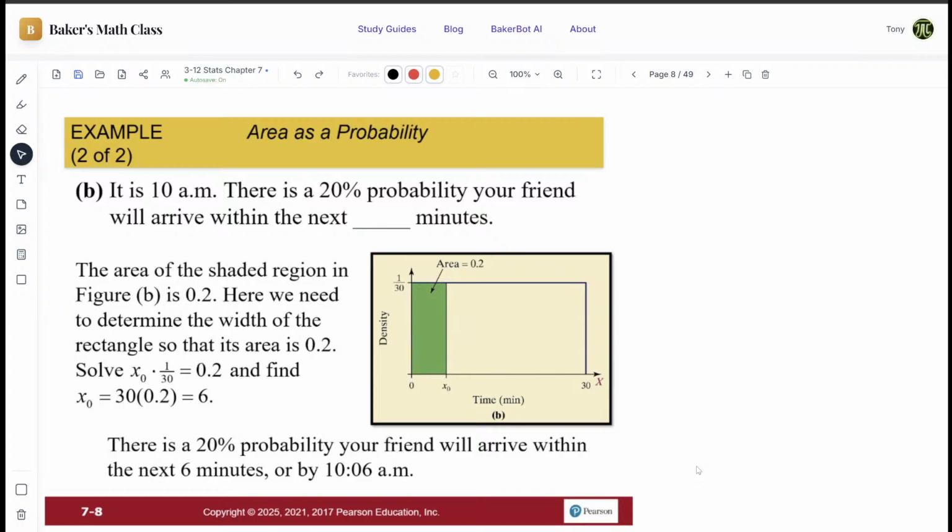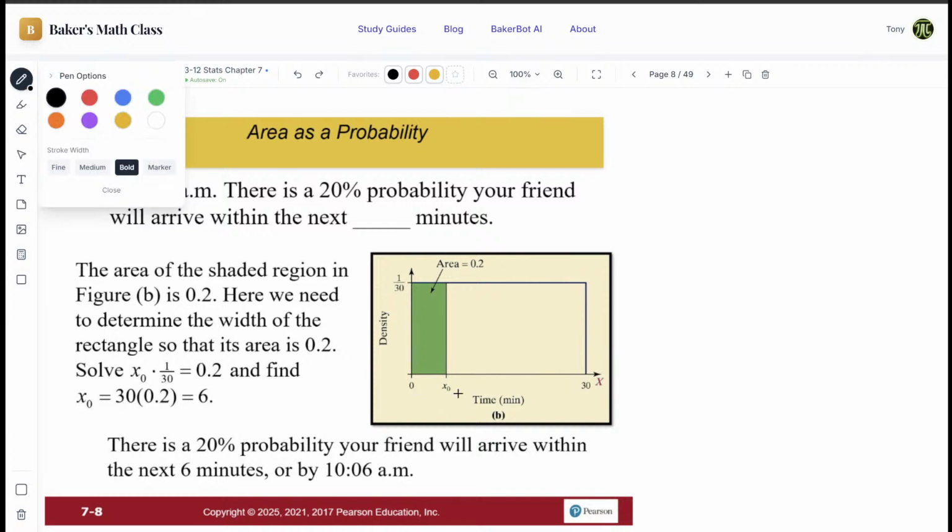This one's doing it backwards. So it's saying there's a 20% probability that your friend will arrive in the next X minutes. So in essence, we're looking for that value right there. If I know it's a 20% chance, that's 0.2, and that equals 1/30 times X.